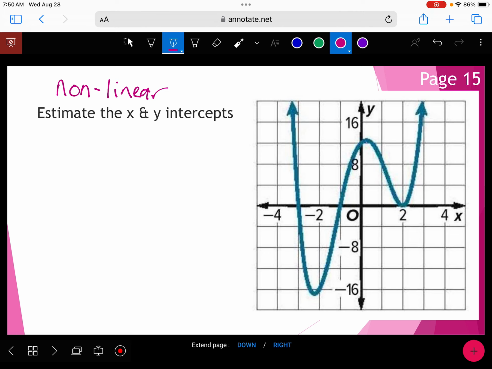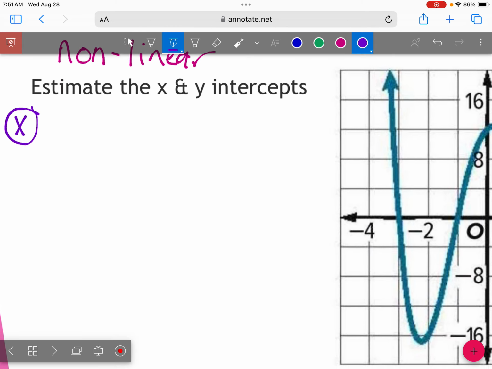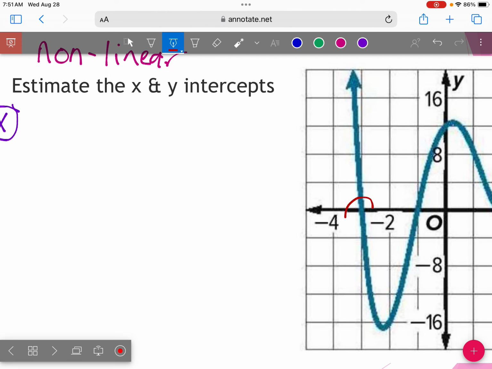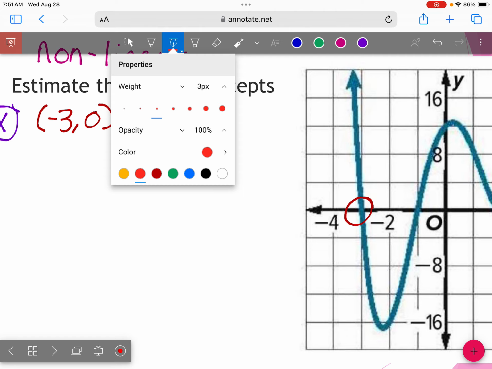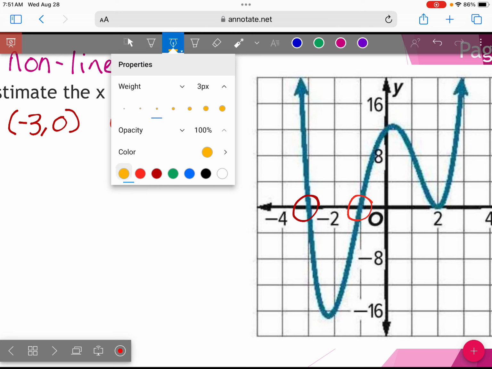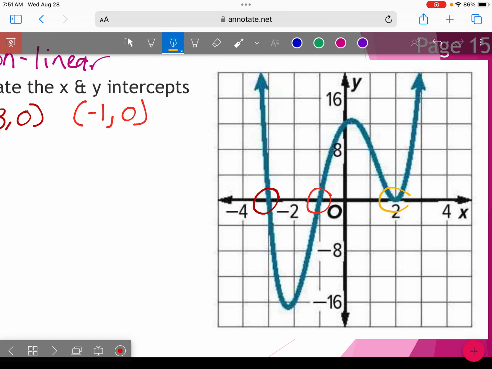So let's think about our x-intercepts. Where do we have x-intercepts? -3, 0. And what was the next one? Negative 1, 0. It's like y'all are just faster than I can go. And at 2.